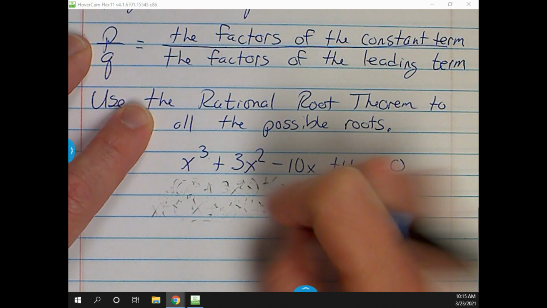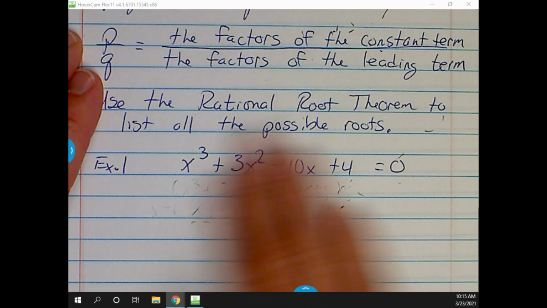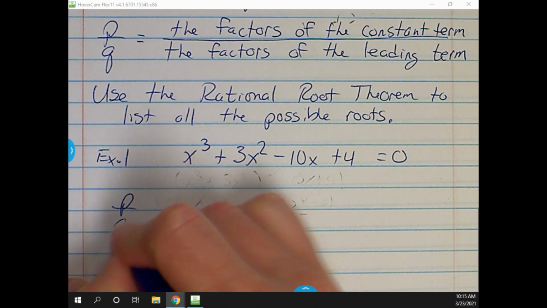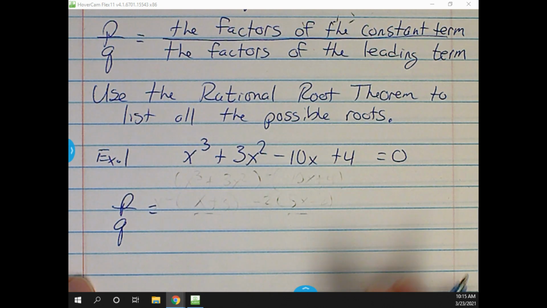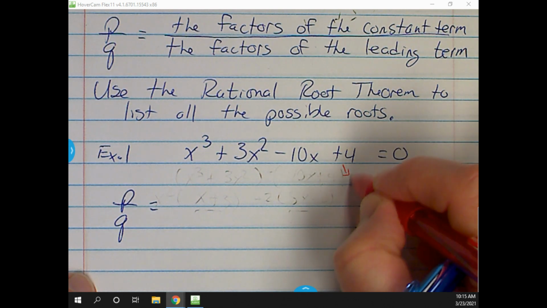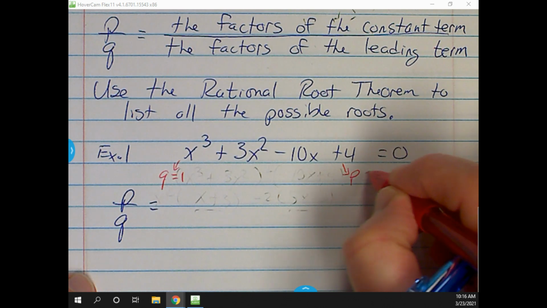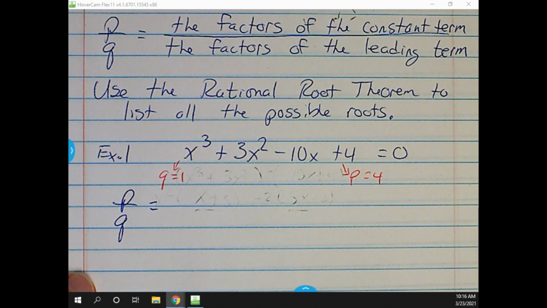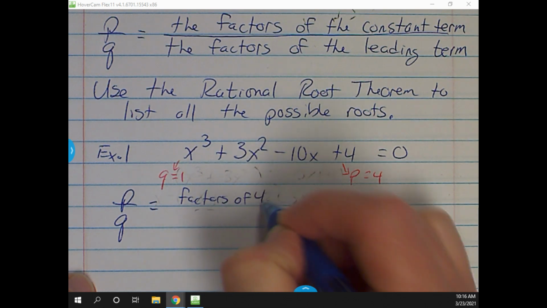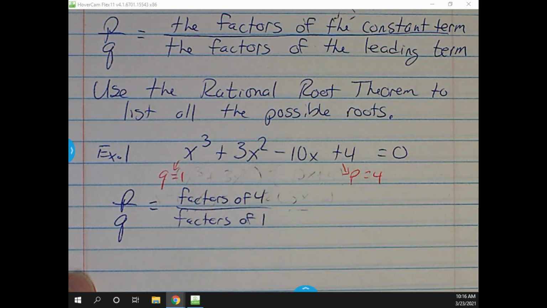Our backup plan is, if factoring doesn't work, the very first thing we're going to do is use the rational root theorem to list all the possible roots. So we do P over Q. There's our constant term, which is basically our P, and our Q would be the number in front of the x cubed. So our P is 4 and our Q is 1. So it's the factors of 4 over the factors of 1.